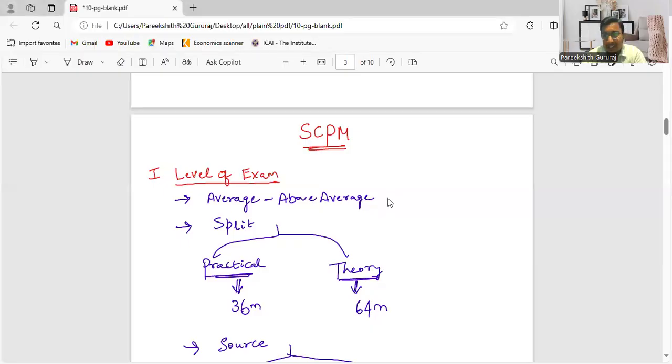I would divide my discussion into three parts. The first one is the level of the exam. Talking about the level, the exam was somewhere between average to above average because the practical questions were somewhere on the tougher side and theory was quite manageable.